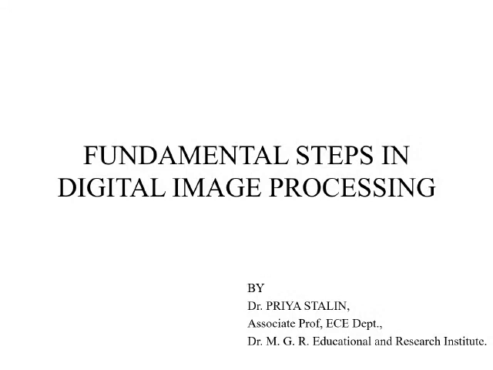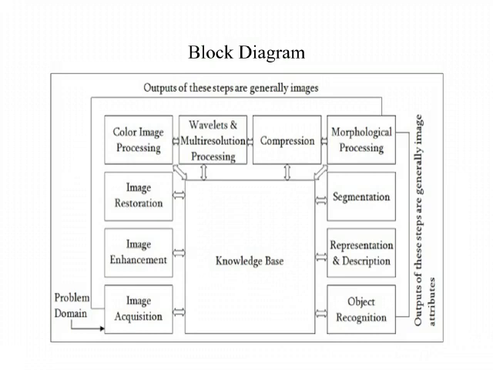The topic that we are going to see today is fundamental steps in digital image processing. This is the block diagram that involves 10 steps in processing an image in digital image processing system. The steps are image acquisition, image enhancement, image restoration, color image processing, wavelets and multi-resolution processing, compression, morphological processing, segmentation, representation and description, and object recognition.